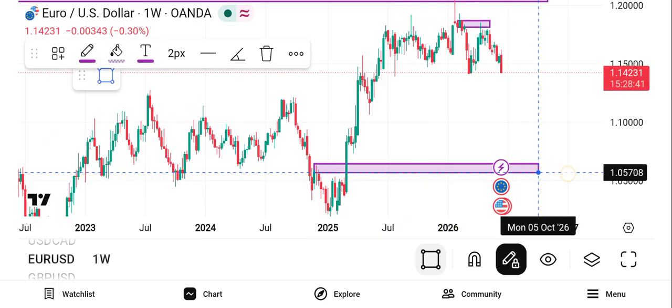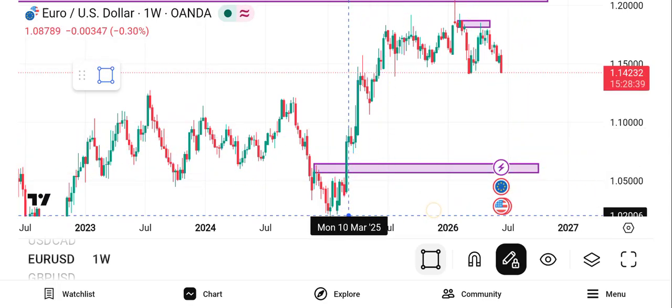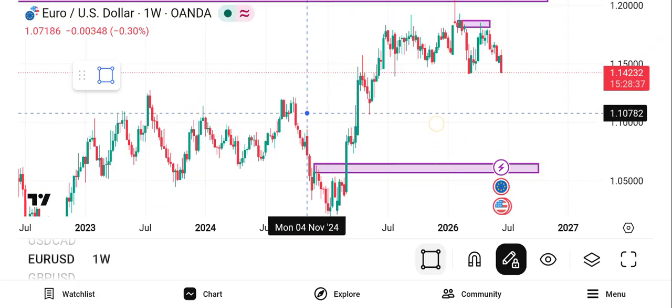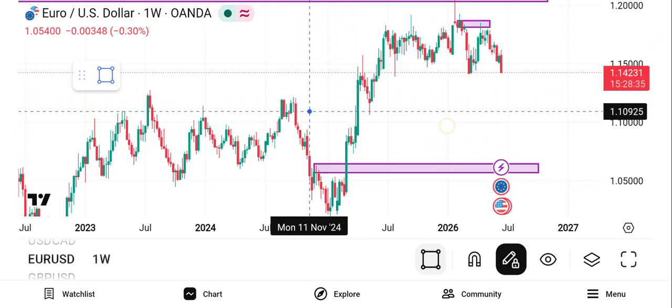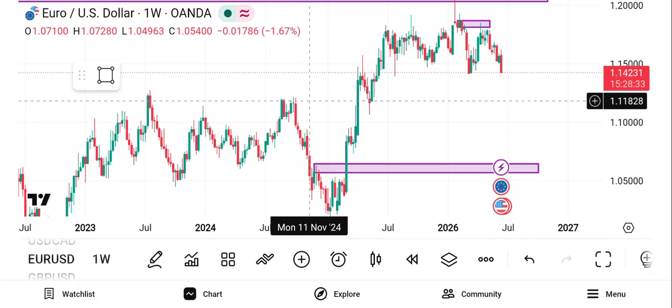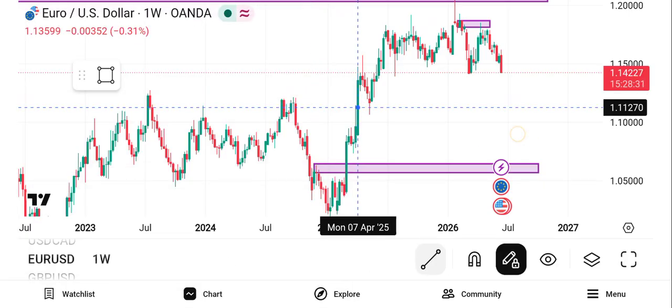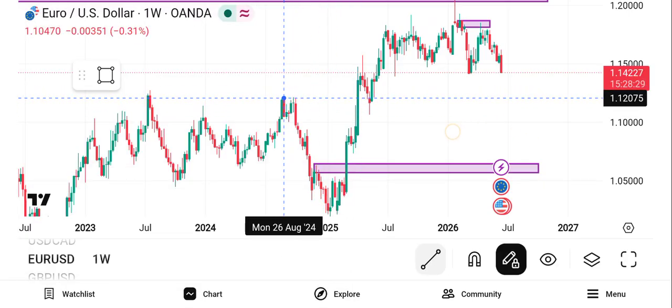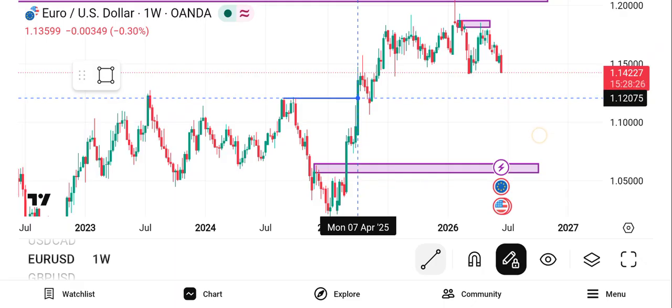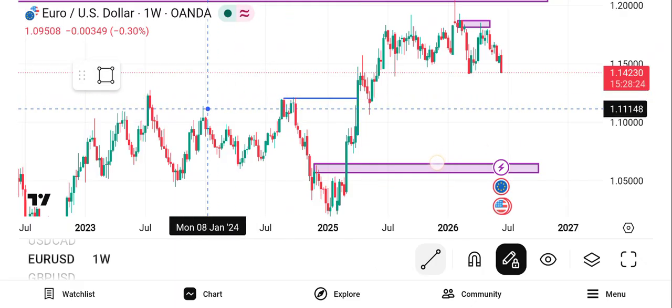Possibly market is going to sell to this zone, or even take out this zone here, because on the weekly time frame, this is what is happening. Market had a double break of structure when it took out this zone, and then took out this zone as well.